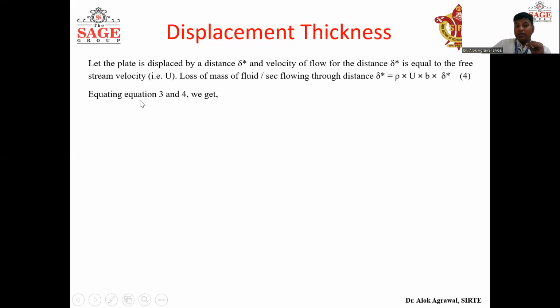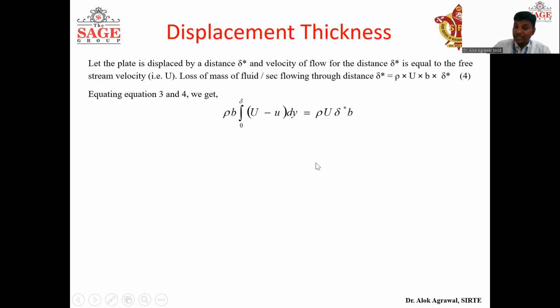Now equating equation 3 and 4, because the loss will be the same as the loss that is happening because of the plate. Because we are doing displacement thickness, that is only how much distance we have to displace the plate in order to compensate the loss that is occurring because of the presence of the plate. So equating equation 3 and 4, we get equation 3 on the left hand side and equation 4 on the right hand side.